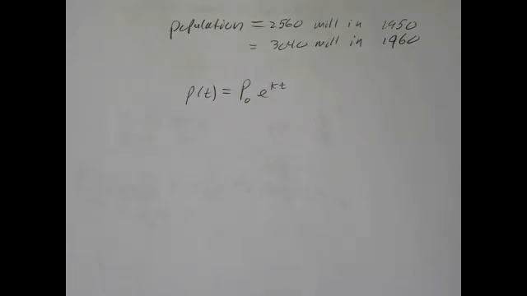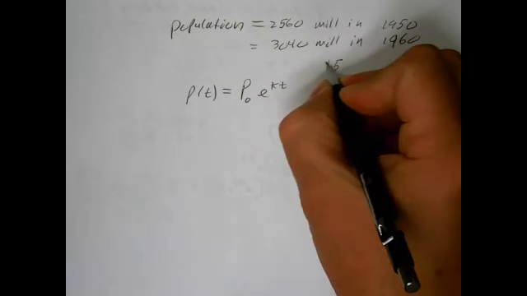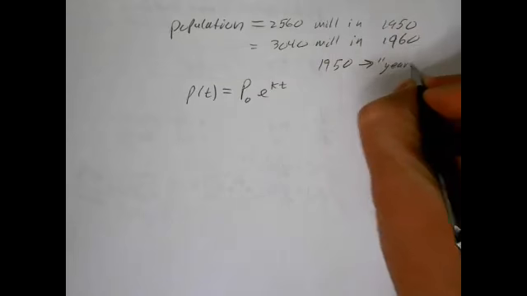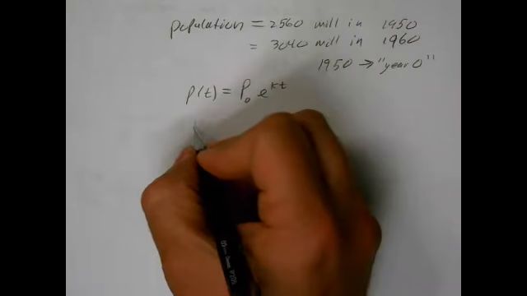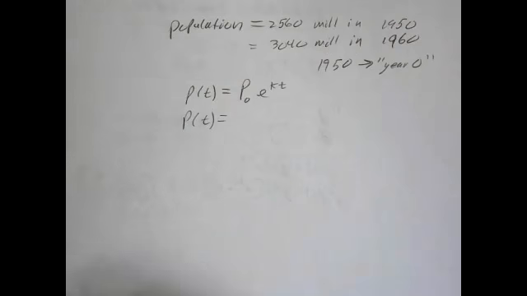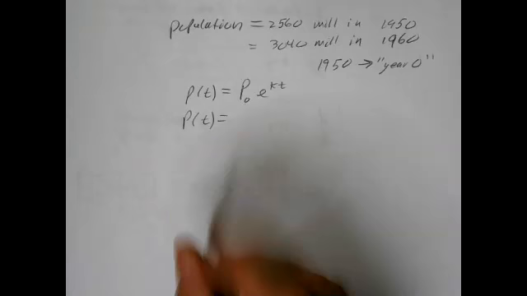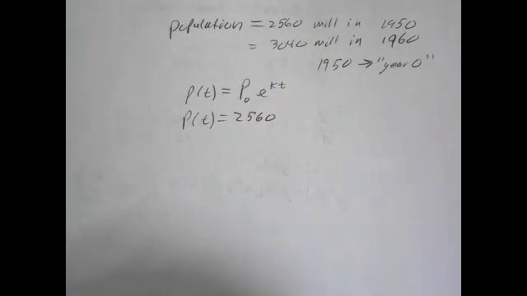Now, the way this is typically done is we pick a year that's going to be year 0, and in this case, it would be appropriate for 1950 to be, quote unquote, year 0. All right. So therefore, my model, I can refine it further to say population at time t is equal to the initial population. And since our little experiment starts in 1950, the initial population is 2,560, and we're writing this all in millions, times an e to the kt.